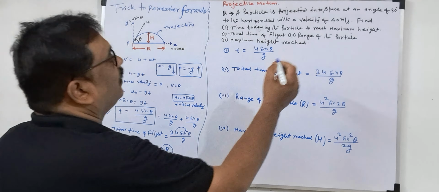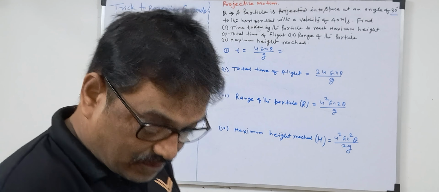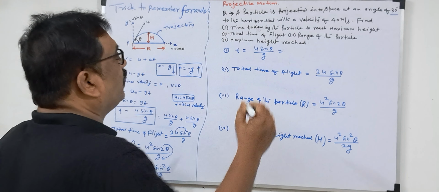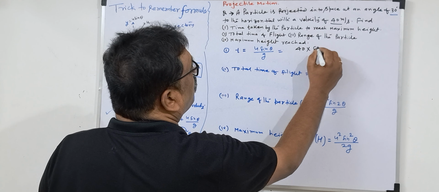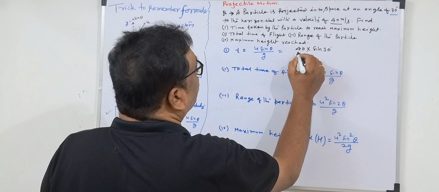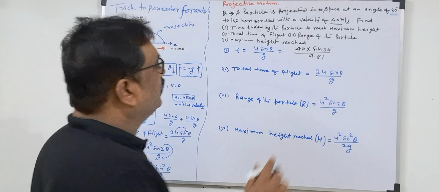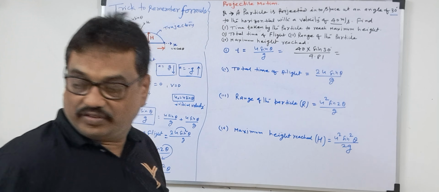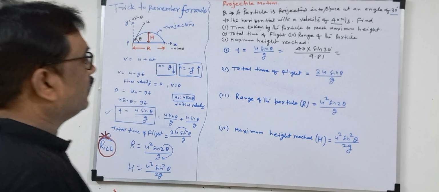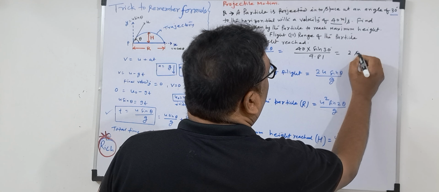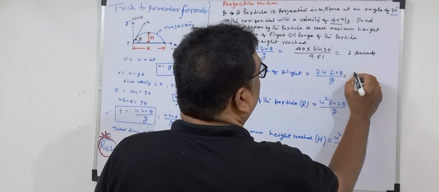Now substitute all the values. What is theta here? Theta is 30 degrees, and velocity is 40. So what is that? 40 into sine 30 divided by 9.81. So we'll get the answer. This we already calculated. It will come to 2 seconds. Now we'll substitute in the formula.